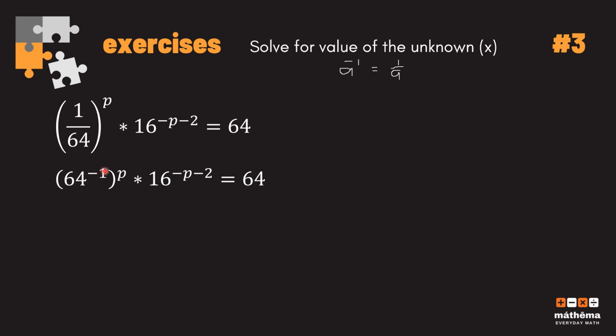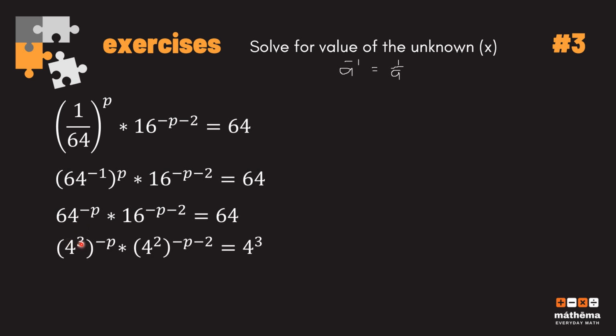So negative 1 times p is just negative p. Then again, express everything of the same base. So 64 is just 4 cubed. 16 is just 4 squared. And again, 64 is just 4 cubed. So what will happen now is rule of exponents again. If an exponent or a power is raised by another power, we are going to copy the base and multiply the exponents. So what will happen now is we have 4.